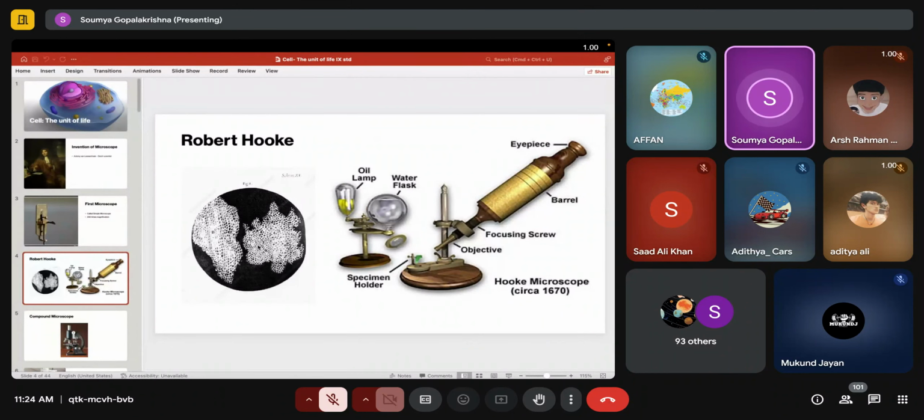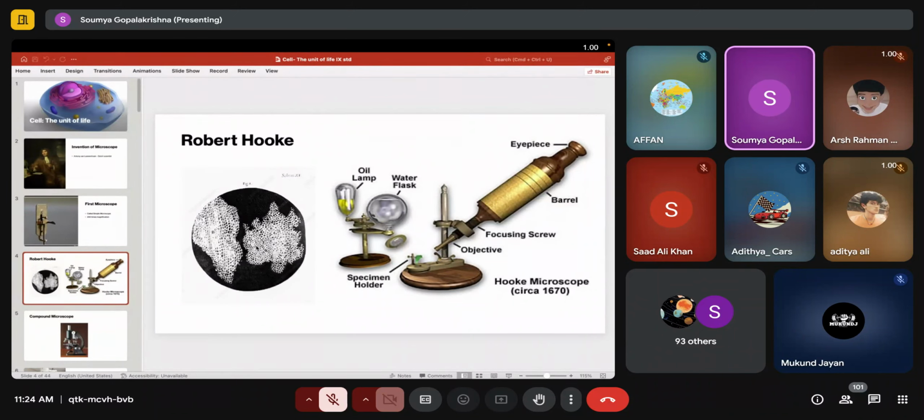Cork is nothing but the woody bark of the trunk of a tree, right? So he took a slice of cork, and when he viewed it under the microscope, he saw a honeycomb-like structure. All of you have seen how a honeycomb is. It has small closed compartments, right? So he saw a honeycomb-like structure.